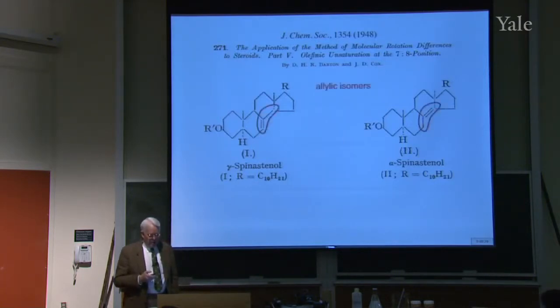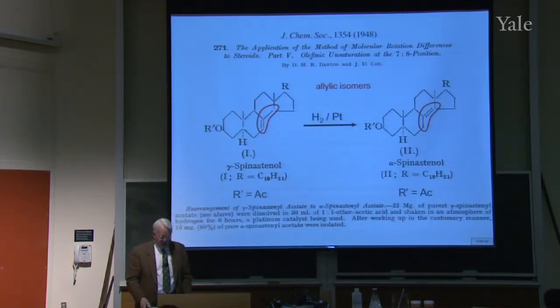Okay, but notice these two compounds are allylic isomers. They only differ in the position of that double bond. There are 3 carbons in a row and a double bond between 2 of them. Right? That's an allylic system. So these are isomers where you move a hydrogen from the top to the bottom, and now you have a double bond here and a single bond here. So those are allylic isomers, right?